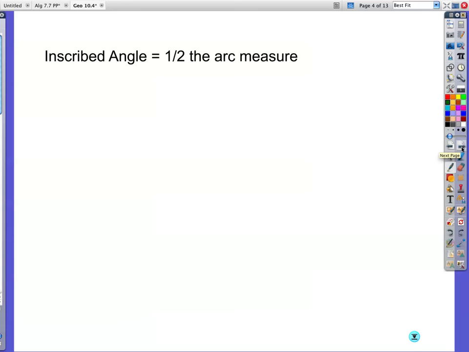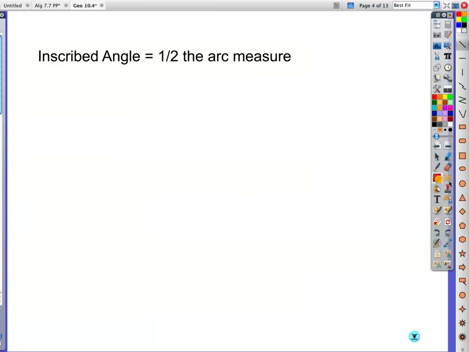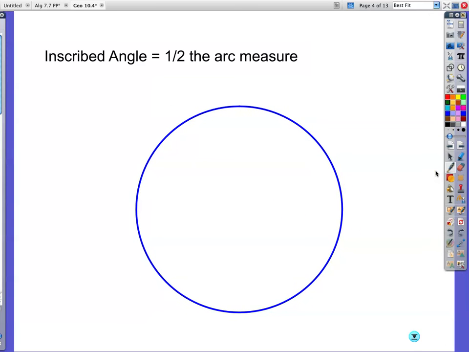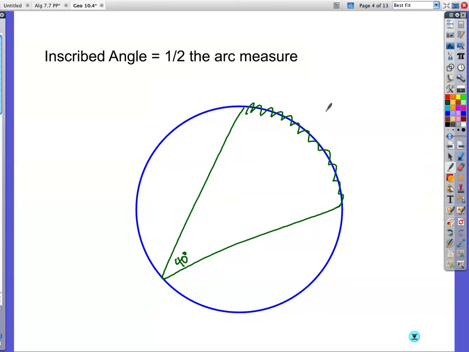An inscribed angle is half of the measure of the arc. So there's your circle. If you have an inscribed angle, and this is, say, 40 degrees, then your arc is 80 degrees. So the inscribed angle is half of the arc measure.